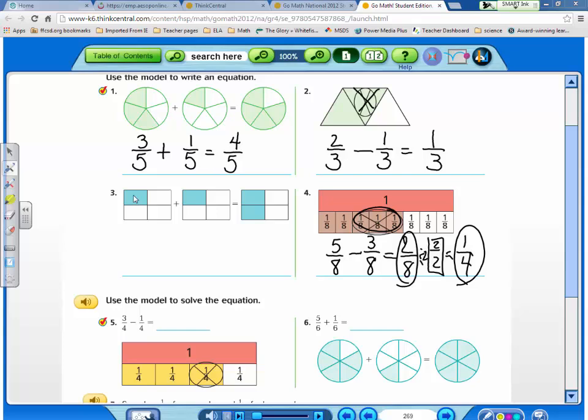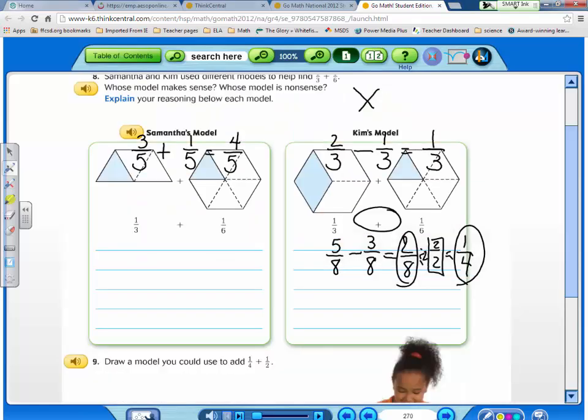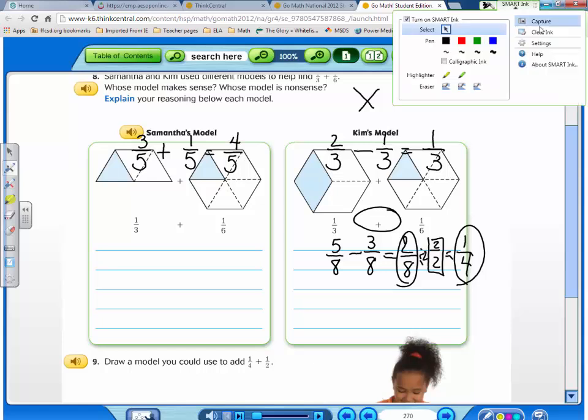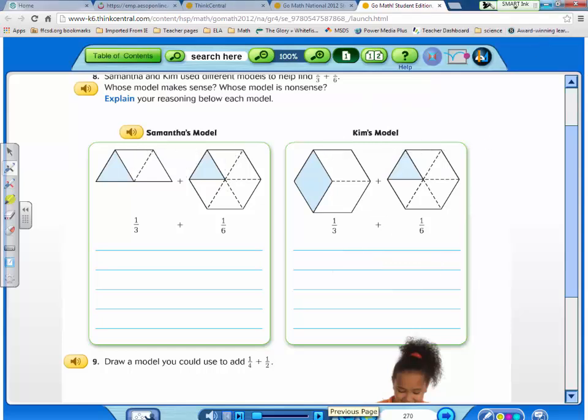One of the key pieces to solving these that we want to keep in mind is that we have to have parts that are the same size when we start with a problem. If I am showing that there are two things that are different sizes, like this one, this is 1/3 here, and this is 1/6, but my whole is a different size. You can see that the whole here is only a trapezoid, while this one is totally different. So I really can't compare those.